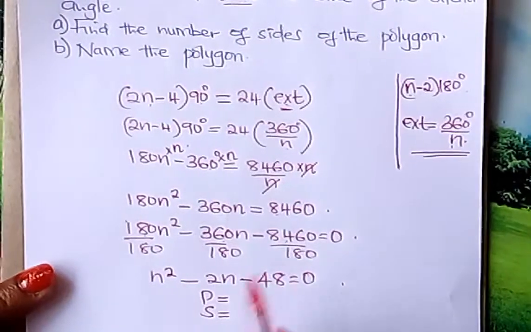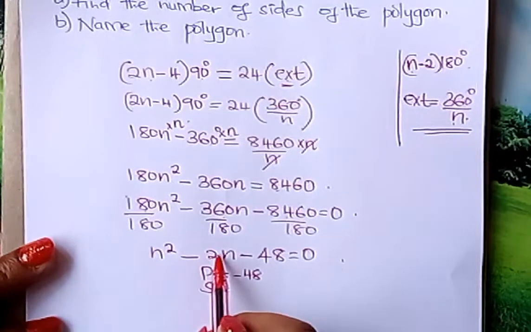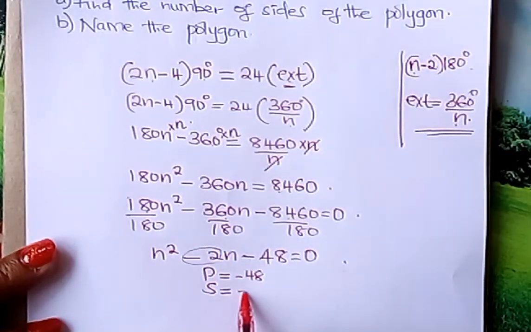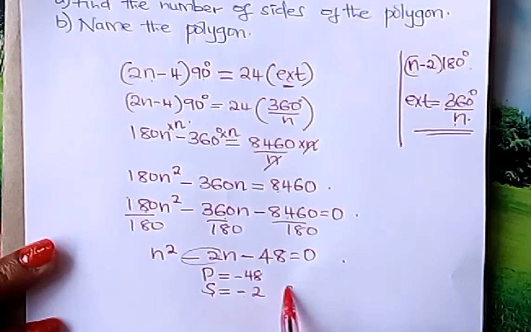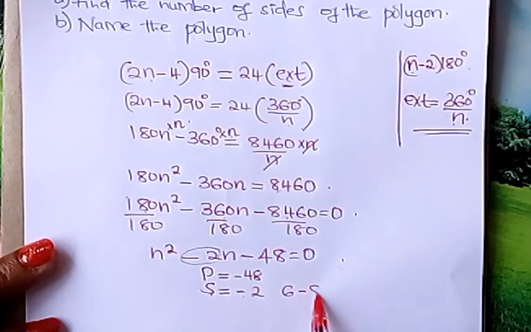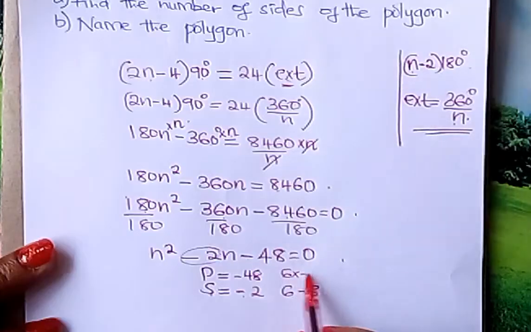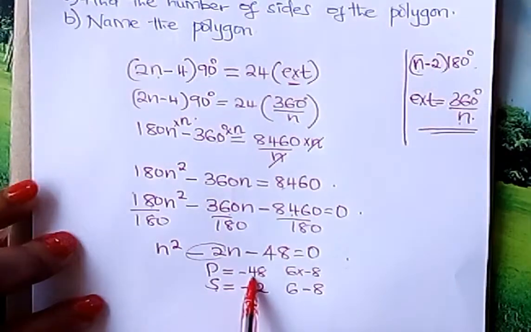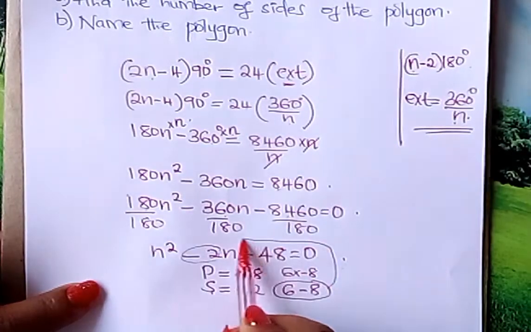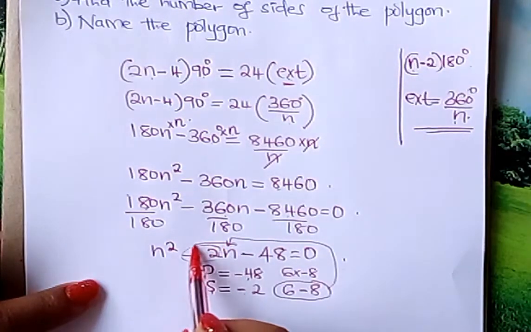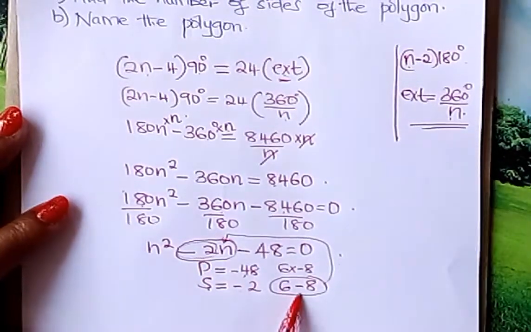That is product and sum. Our product is minus 48. Our sum is the coefficient of n, which is negative 2. Look for the two numbers that add to get negative 2. The two numbers are 6 and negative 8, and if you multiply them, you get the product. You substitute them there, replacing the middle term with these two.